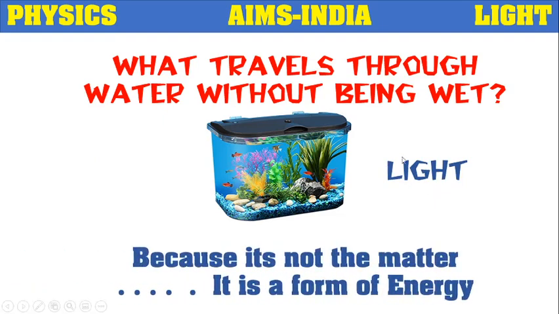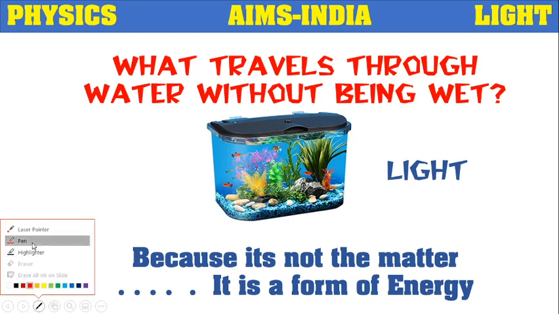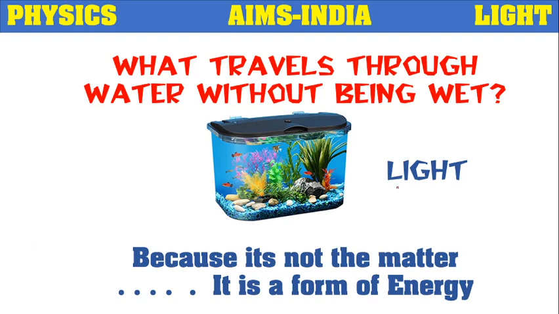Because light is not matter. It is only a form of energy. So that's why, though it travels through the water, it doesn't get wet.